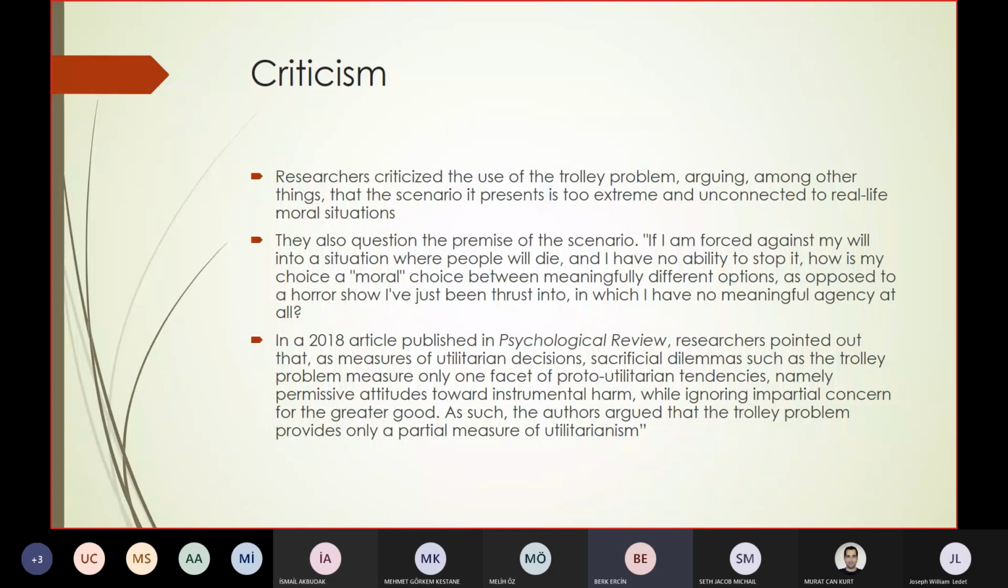In a 2018 article published in Psychological Review, researchers point out that, as measures of utilitarian decisions, sacrificial dilemmas such as the trolley problem measure only one facet of proto-utilitarian tendencies, namely attitudes towards instrumental harm, while ignoring impartial concern for the greater good. As such, the authors argued that the trolley problem provides only a partial measure of utilitarianism.